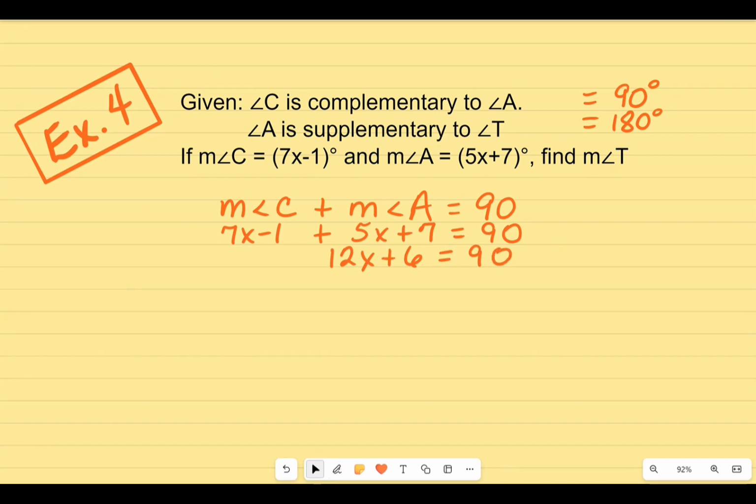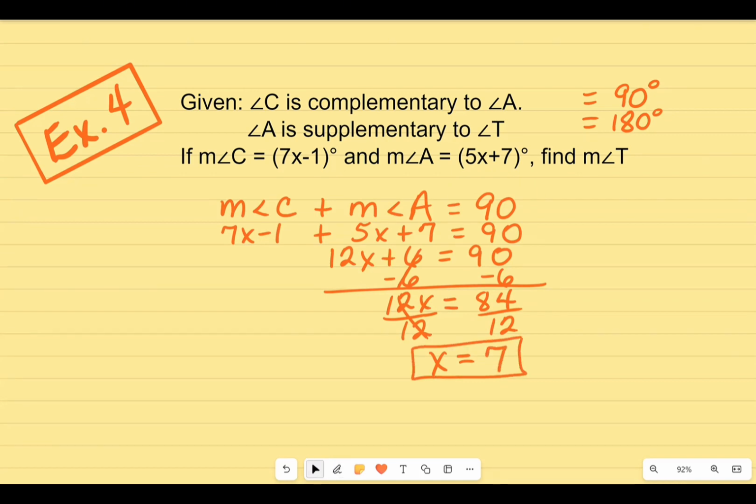Trying to get x by itself, but I have to move what's before and after first. So I'm going to subtract 6 on both sides because I'm trying to zero that out. This is now 12x is equal to 84. Dividing both sides by what's stopping x from being by itself, which is 12, leaves me with x is equal to 7. I was not asked to find x, but I do need it. I'm asked to find the measure of angle T.